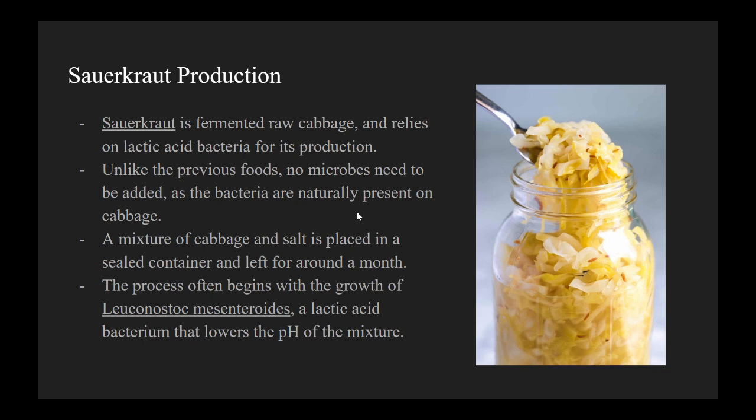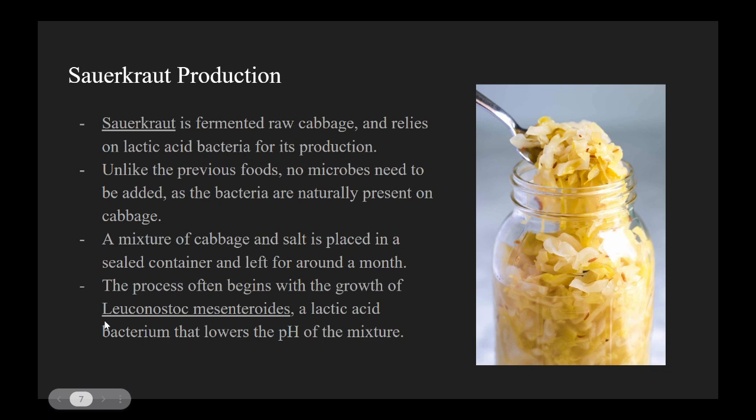Okay, next, sauerkraut. I'm sure you've heard of it; it is fermented raw cabbage, and this one relies mostly on lactic acid bacteria for the production. It's different from the two previous foods that we saw, because here we're not intentionally adding a microbe, like yeast or Aspergillus. The microbes that will do the fermentation are already within the cabbage. So all you have to do is mix it with salt and water and place it inside a sealed container so that oxygen is deprived, and then all the Lactobacillus and Leuconostoc species that are already within the cabbage will perform lactic acid fermentation.